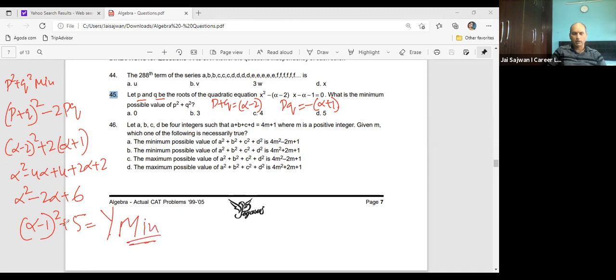Minimum. I know plus 5 has no rule. If this is minimum, plus 5 will remain a minimum. So the minimum value of any perfect square in the world is 0, if it is a real number. So what is 0 plus 5? Can I say 5 is the answer? The minimum value of y comes out of it.